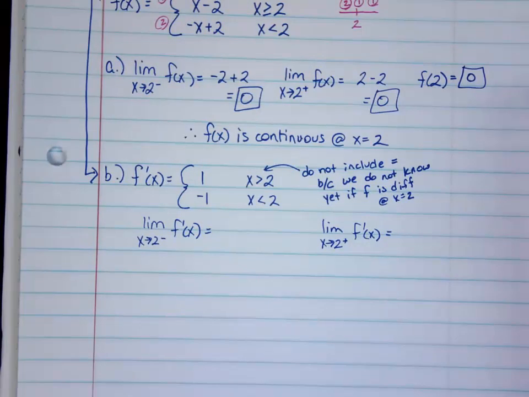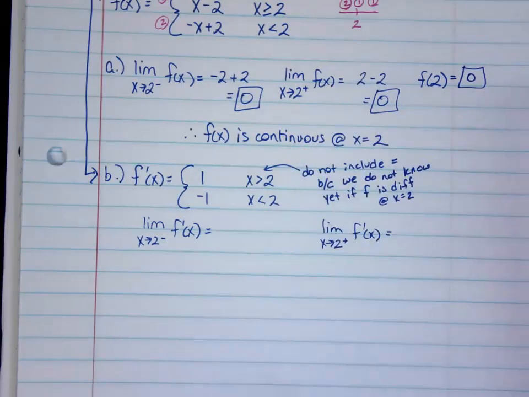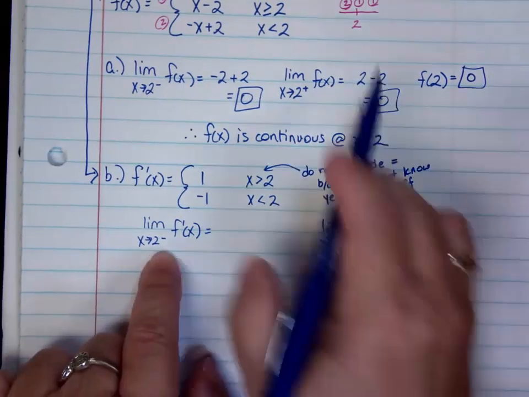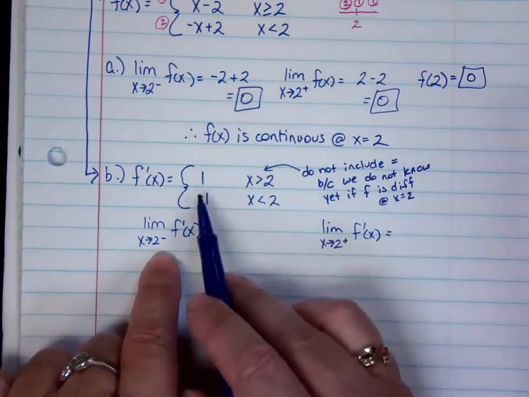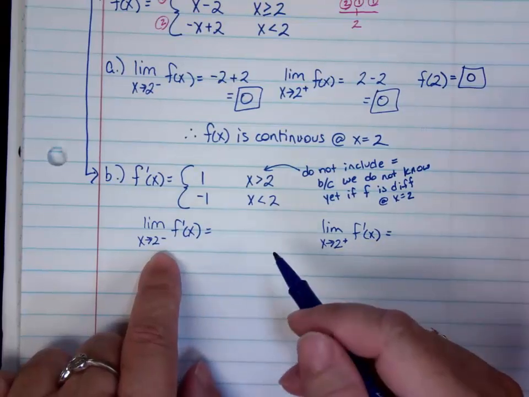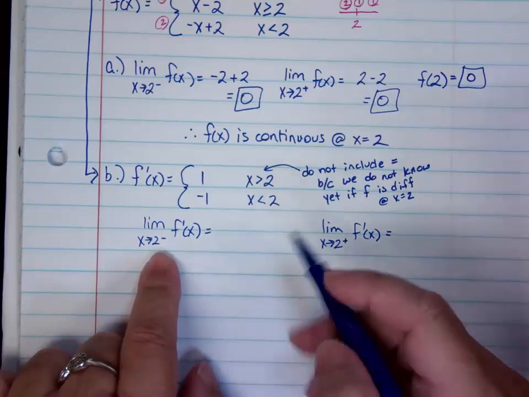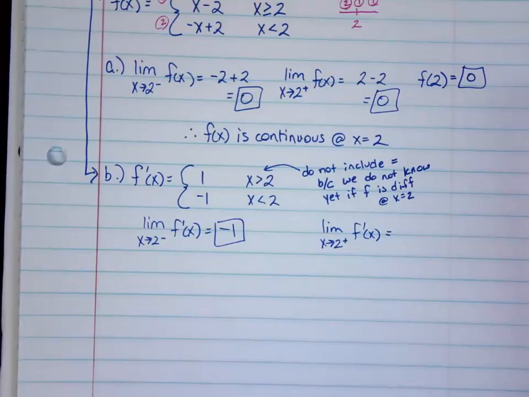Okay, the number line is the same for the function as it is for the derivative. So the left-hand limit will be the second equation. What is the limit of negative 1? Is it negative 1 or is it negative 2? Negative 1. It is negative 1. There is no place to plug in the 2, so we don't even use it. Does that make sense to everybody?